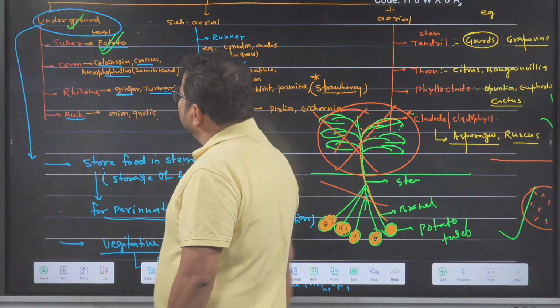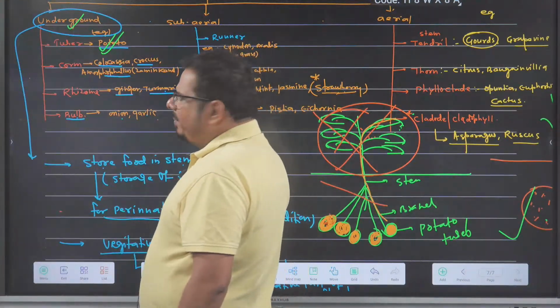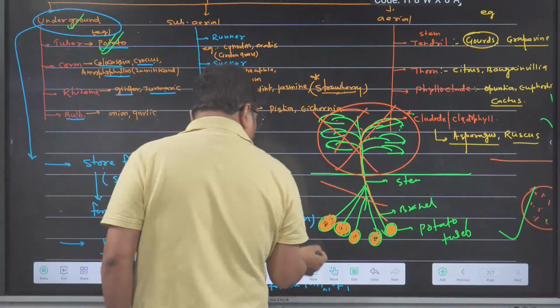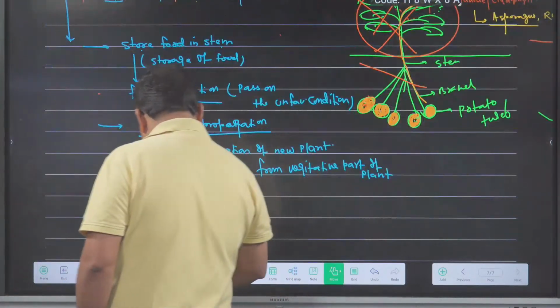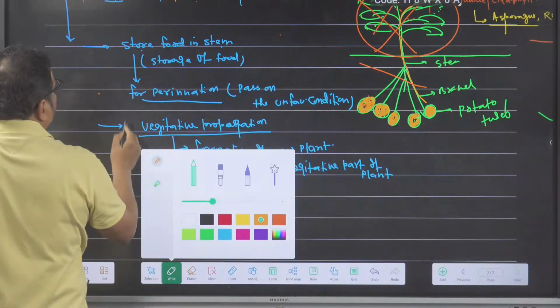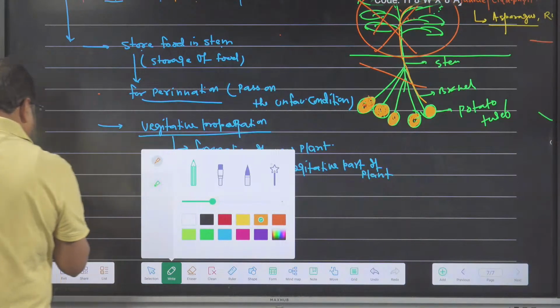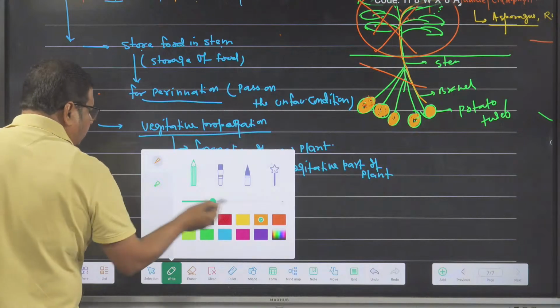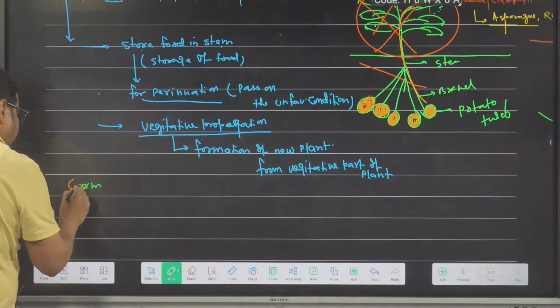If we talk about corm, colocasia, crocus, amorphophallus, so what are you finding in these plants also? I am giving some brief description about the corm. You just have a look here. I am writing here corm. Everything I explained about underground modifications applies together, so simply it is now a formality.